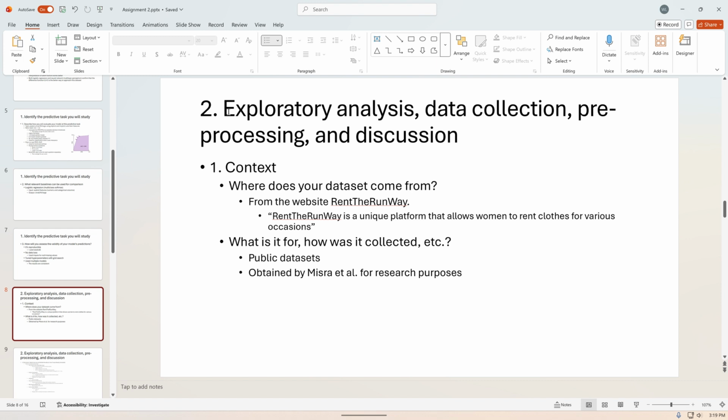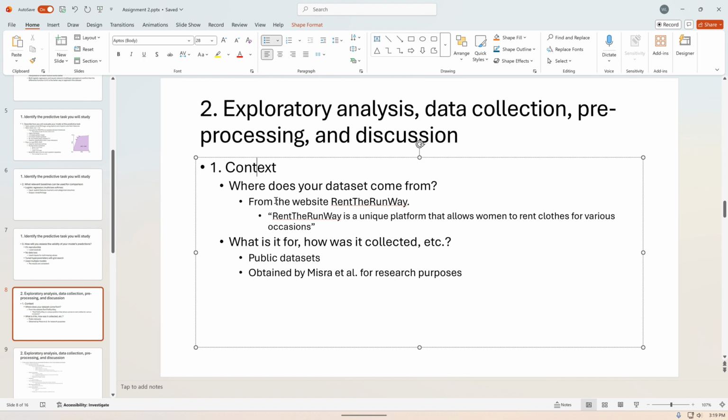Now, section 2, EDA, data collection, pre-processing, discussion. Question 1, context. Where does your data set come from? So it comes from the website Rent the Runway, and according to the paper from the dataset provider, Rent the Runway is a unique platform that allows women to rent clothes for various occasions. Question 2, what is it for? How was it collected, etc.? So this was a public data set you can obtain from the website. It was obtained by Misra et al. for research purposes for the paper.